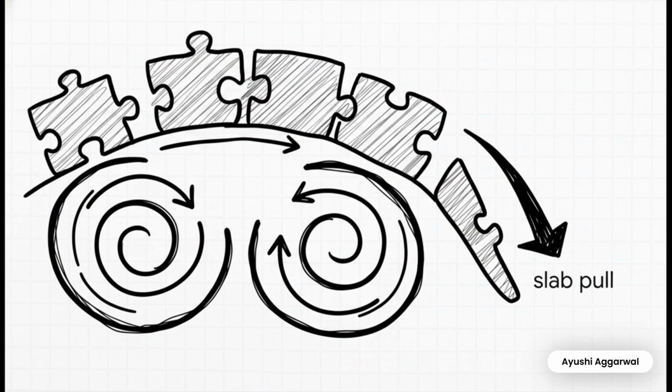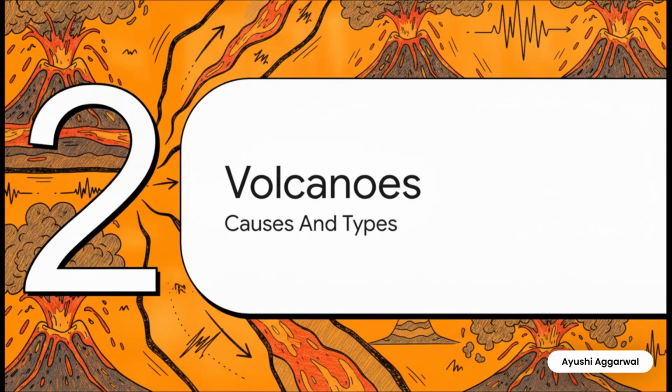First up is convection in the mantle. Picture intense heat and swirling melted rock deep inside the Earth just pushing those plates along. And second, slab pull at distant margins. This is where the heavier edges sink down and literally pull the rest of the plate behind them. Understood? It's that simple. Moving right along to Section 2, volcanoes, causes, and types.